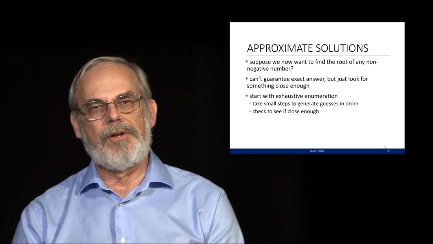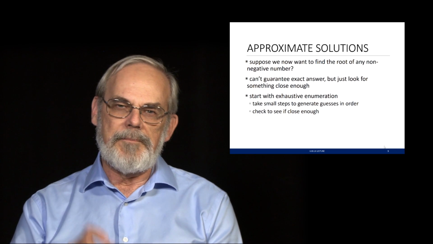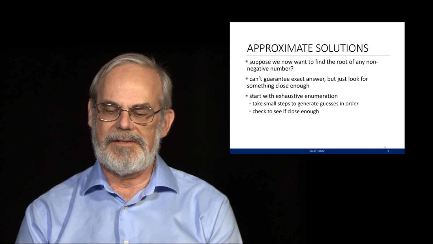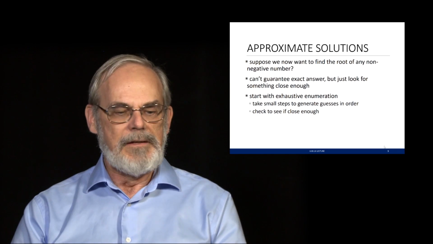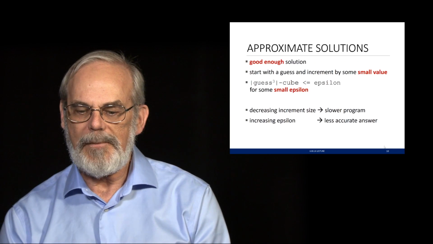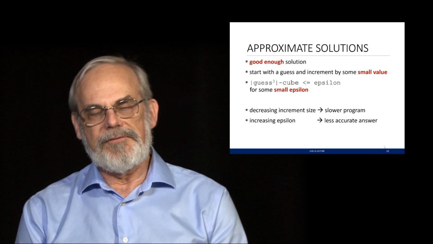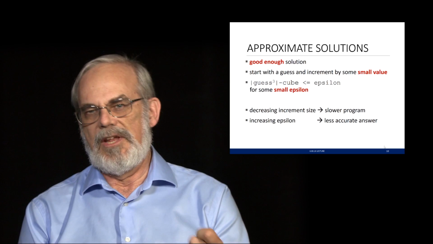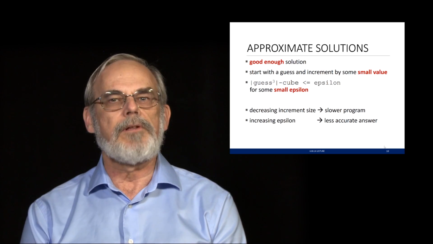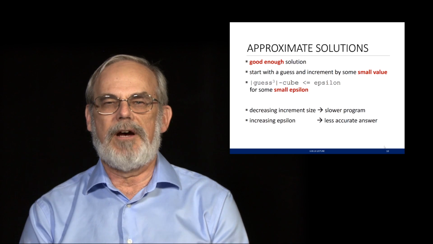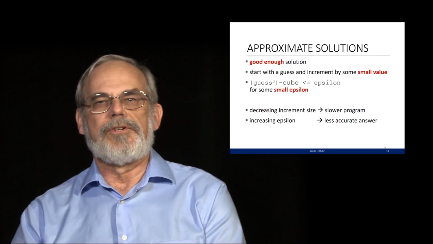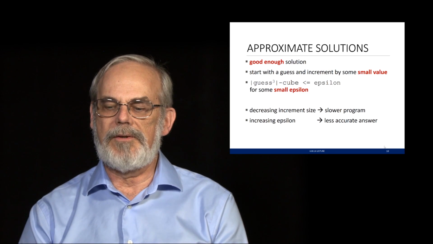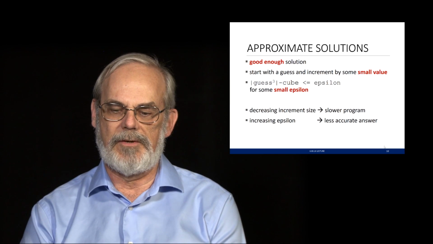I can still use that notion of exhaustive enumeration, but I'm going to now have to pick examples where I take small steps in order to generate the guess and check to see if I'm close enough. Let's see what that might look like. Here the idea is I have to define what's a good enough solution. So I'm going to start with a guess, say 1. I'm going to check to see if that's close enough. If it isn't, I'm going to change it by a tiny amount, say 1.001. Check that one, and then 1.002 and keep doing that. So I need to increment by some small value as I go along.